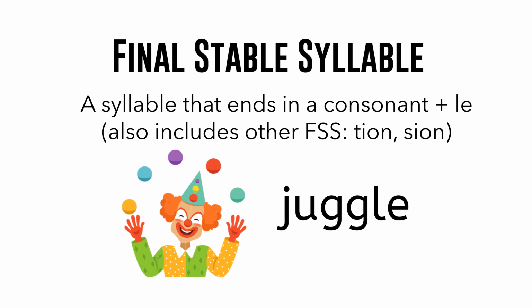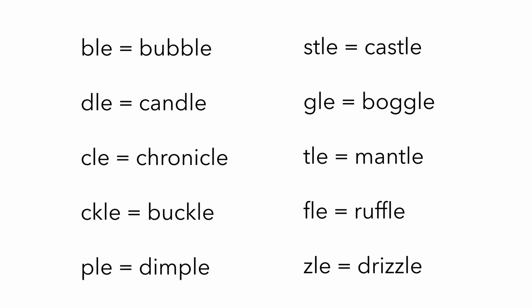The sixth and last syllable type for us to review is the final stable syllable. A final stable syllable is a syllable that ends in a consonant plus LE. There are other endings such as TION or SION that are also considered final stable syllables. The consonant that appears before the LE is typically what dictates the sound of the final stable syllable. Here are some examples and a keyword to help us produce the correct sound.